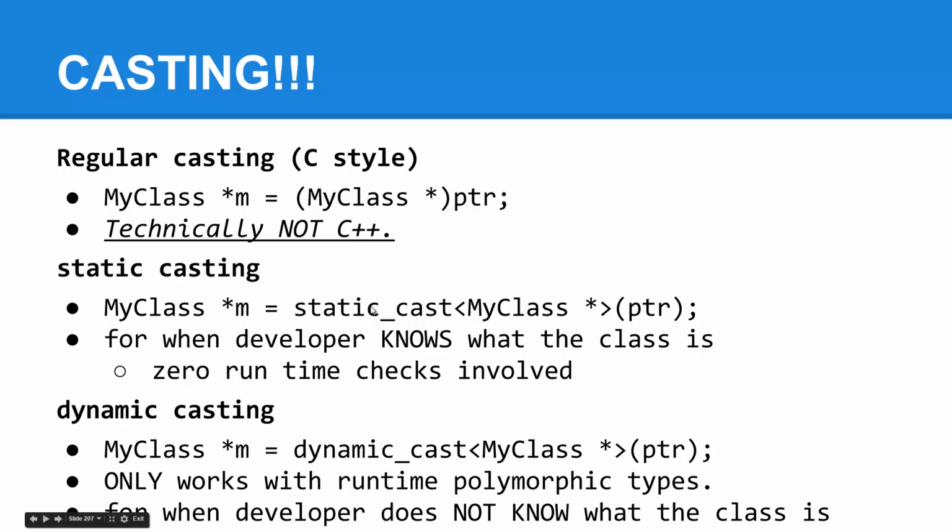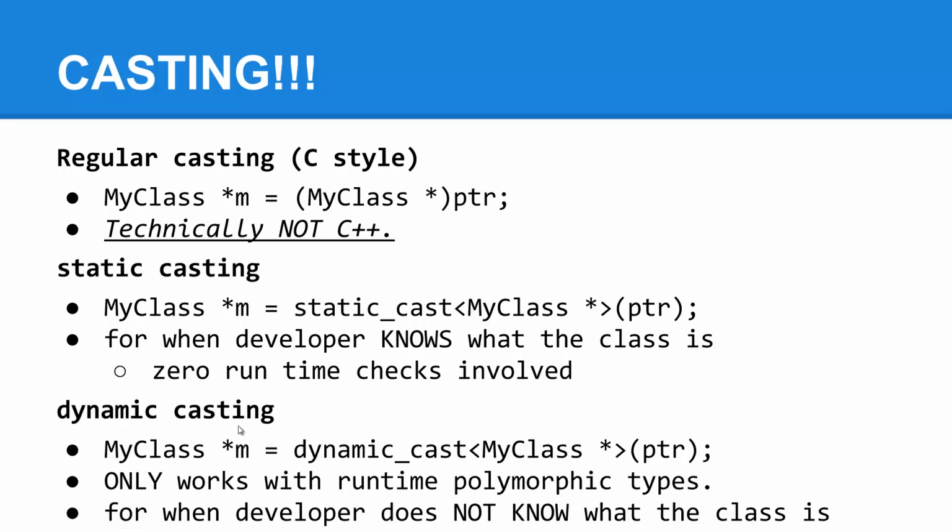And for static cast, it would be static_cast with the intended object type, and then the pointer that is being assigned; it returns a reference to it as well. So this is for when a developer knows exactly what they're doing. It involves zero runtime safety checks, and it is an interesting case to consider for type confusion.